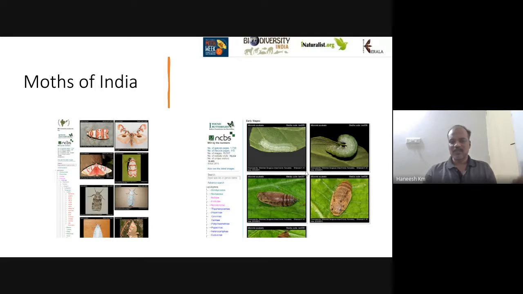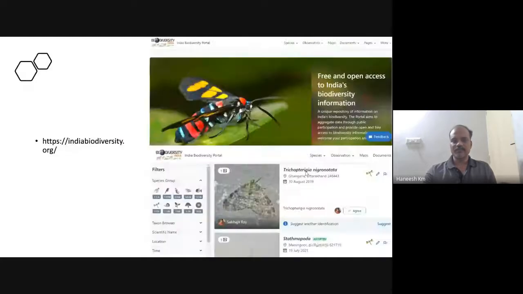Also, there is an early stage tab, where you can see the egg, caterpillar and the pupa, which most of the other websites do not have. So it's a good provision, but it is slowly coming up. Presently we have around 15,000 pictures, so it's quite a good number now. So that's the first citizen science forum.